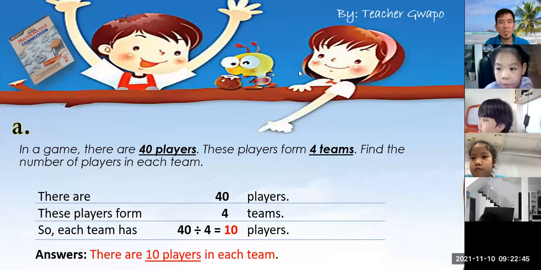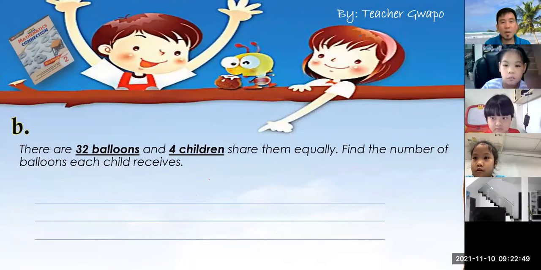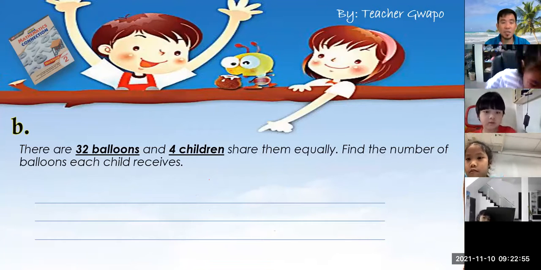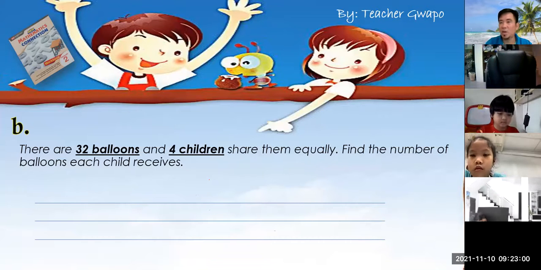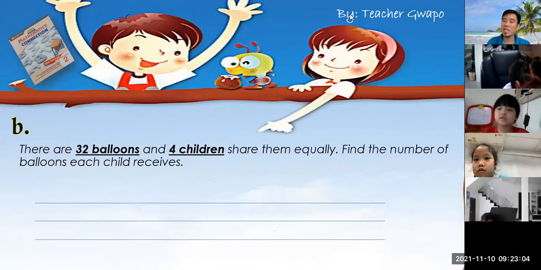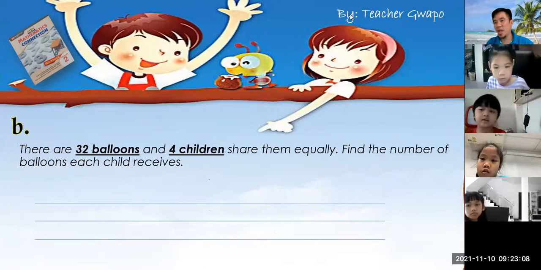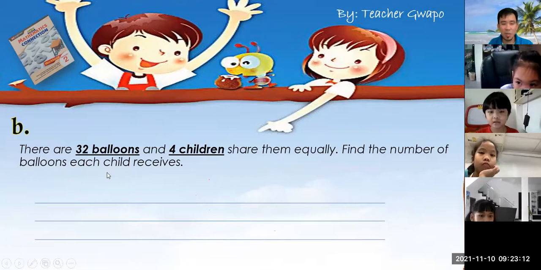Okay, now in letter B. In letter B, the problem here is about the 32 balloons that are shared among 4 children. So there are 32 balloons and 4 children share them equally. Now we will find the number of balloons each child receives.